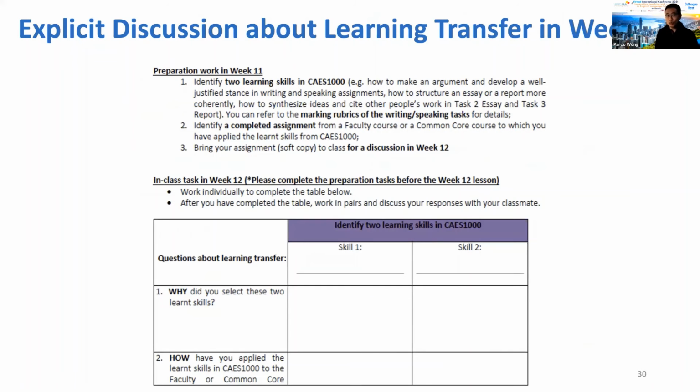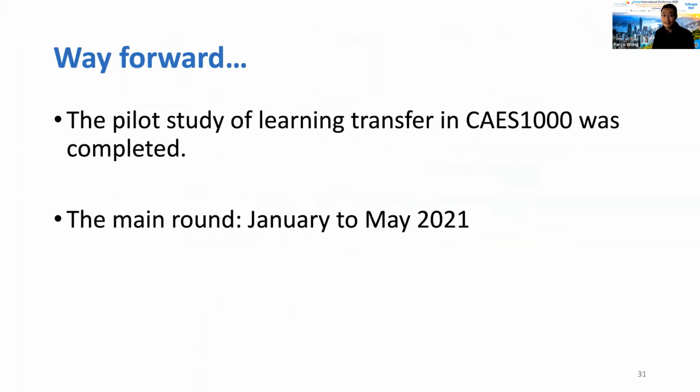And in week 12, that is the end of the semester, students are given a chance to talk very, very explicitly about how they can transfer the reading for writing skills of this EAP course to other Common Core courses. This is to ensure that students are fully aware of learning transfer. And next slide.